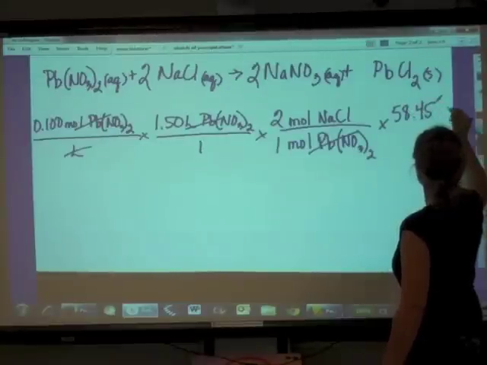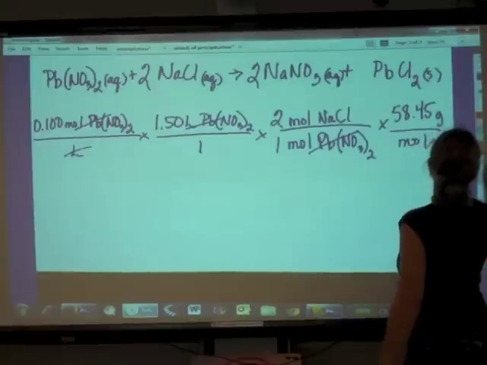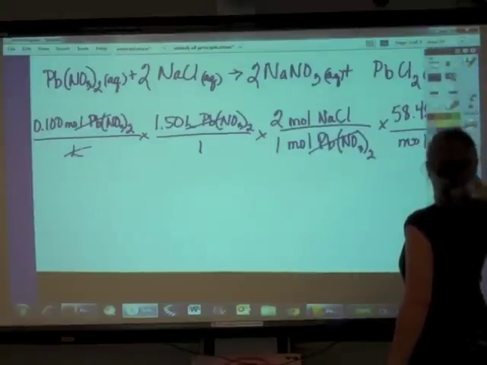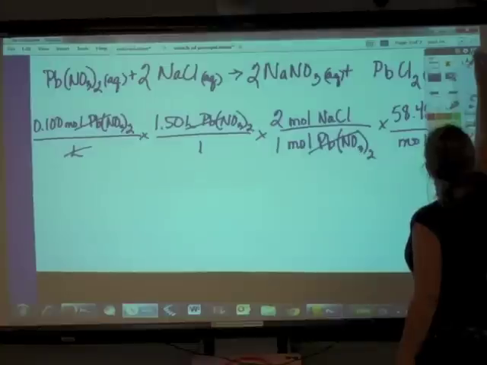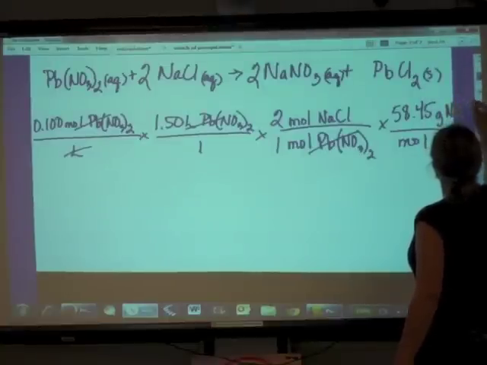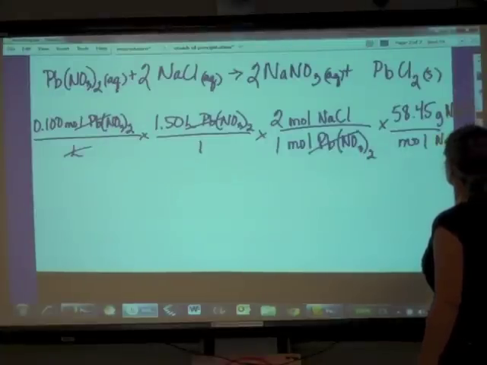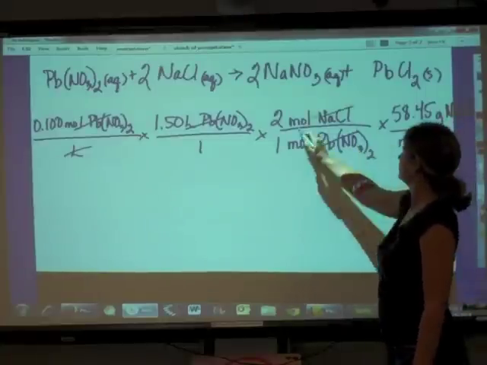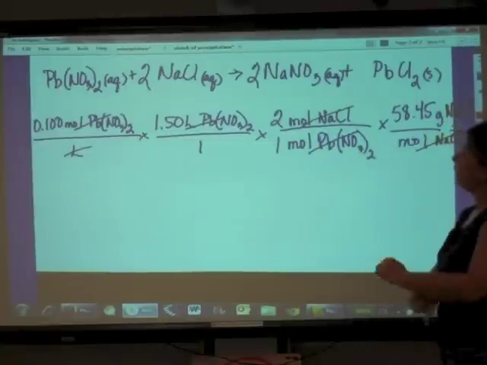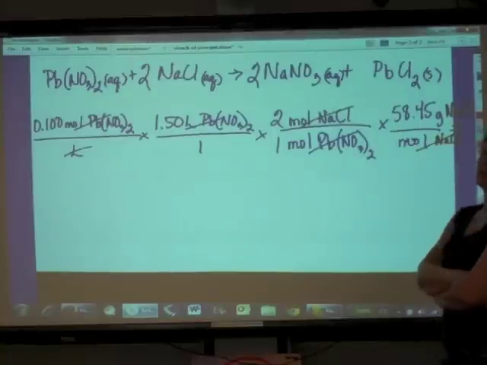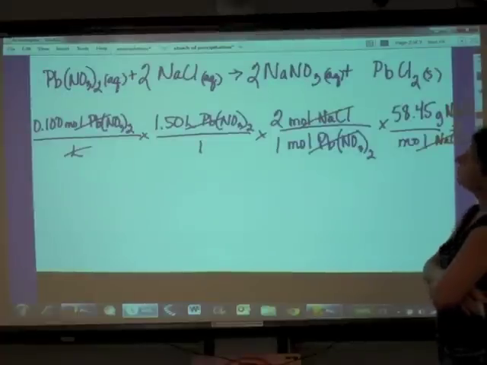Grams per mole. I'm going to change the color of my pen. So 58.45 grams of NaCl per mole of NaCl. Our moles will cancel, leaving us with the amount of grams it takes to precipitate out all the lead-2 ions from a lead-2 nitrate solution.